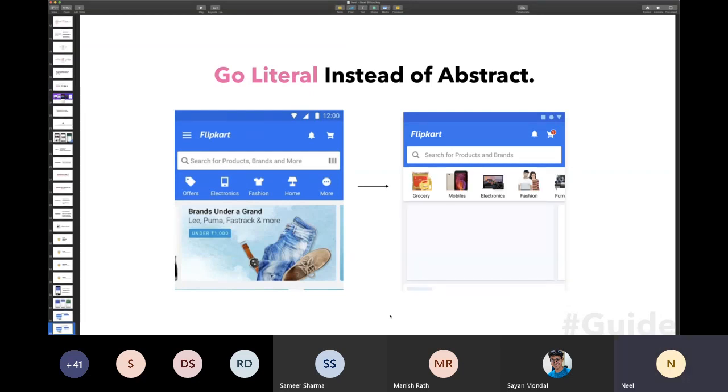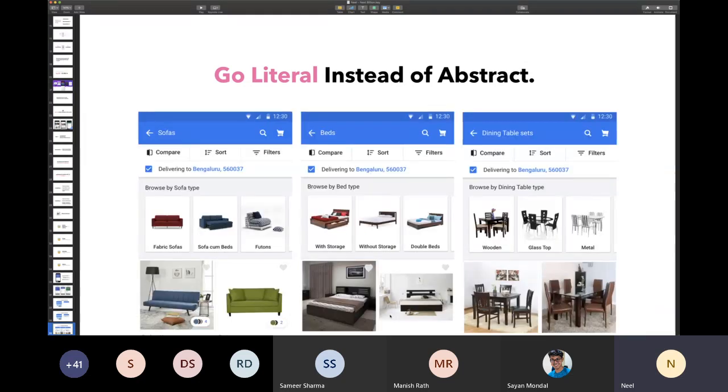If people are very visually aware, they learn, scan and understand a lot more visually than through text and icons. They immediately recognize what they have seen before. So going literal helps a lot there. It's just a transition from icons to images. The same idea extends further. For example, if you're looking for sofas, a lot of people don't know what a sofa come bed is. A lot of people don't know what a futon is. So adding images against these items helps people understand that this is the type of product that they're looking for.